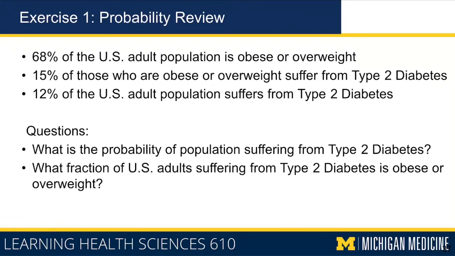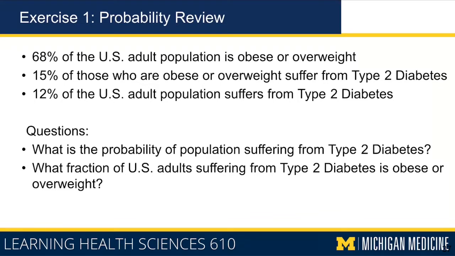Okay, so let's think about the first question. What is the probability of someone in the US suffering from type 2 diabetes? Well, actually, this is just a different way of saying this third bit of information that you have up there. If 12% of US adult population suffers from type 2 diabetes, that means of everyone in the US who is an adult, 12% suffer from type 2 diabetes. So probability of an adult in US suffering from type 2 diabetes is 0.12. Right? So that was an easy one.